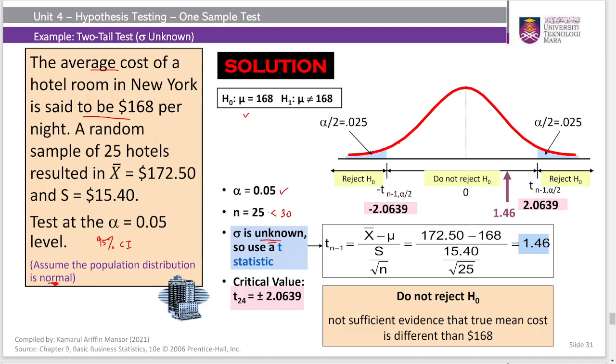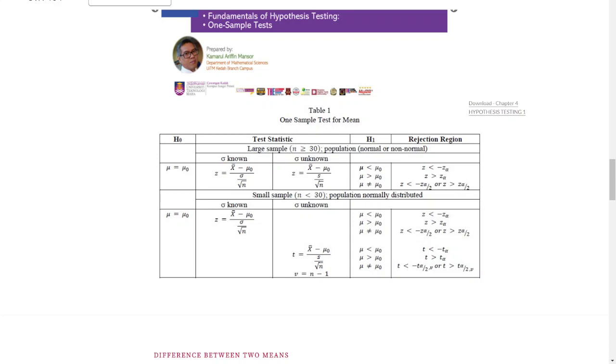Okay, if you cannot memorize this, you look at the table that I have presented and shared with you on my course website. So you can see sigma known and sigma unknown, and then you have two options here: large sample, which is n greater than or equal to 30, and small sample, n less than 30. So in our situation, we look at the second one, where you have sigma unknown and n less than 30. The test statistic that will be used is t.